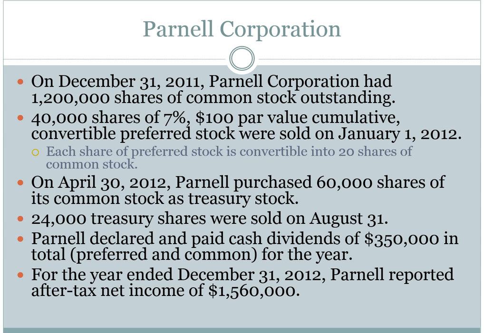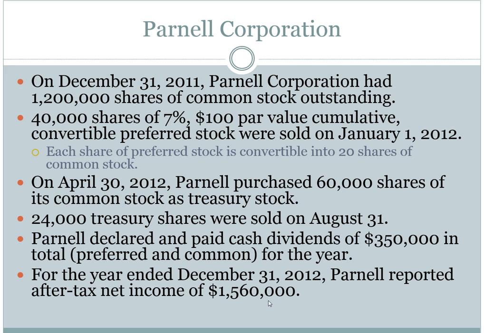Parnell Corporation on December 31st, 2011 had 1.2 million shares of common stock outstanding. On January 1st, 2012, they decided to issue some convertible preferred stock, not common stock, but preferred stock. We'll come back to that later. On April 30th, they purchased some 60,000 shares of common stock, and on August 31st, they reissued some of those shares out of Treasury. They paid some dividends during the year, and for the year ending December 31st, 2012, they reported $1.56 million of income.